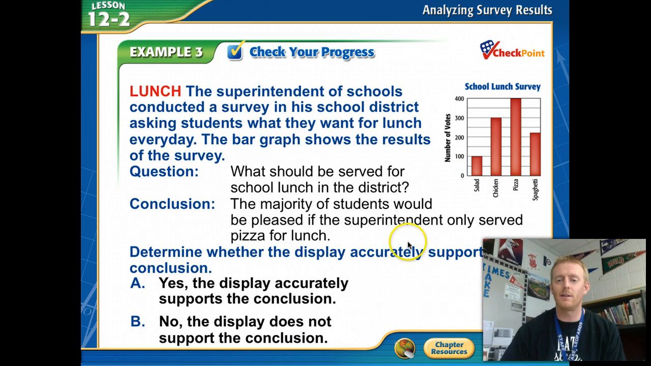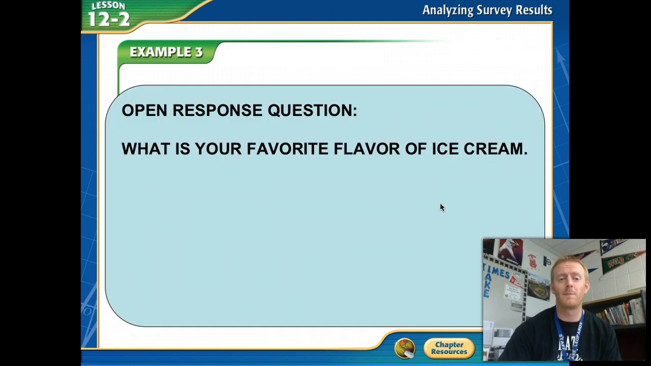So if I look at these numbers, I have 100 kids who want to eat salad, 300 who want to eat chicken, 400 who want to eat pizza, and probably like 225 who want to have spaghetti. And they use the word majority. When I see the word majority, majority means more than half. Is 400 more than half? And in this case it is not, so that's why I'm telling you it is no. It does not support the conclusion very accurately.